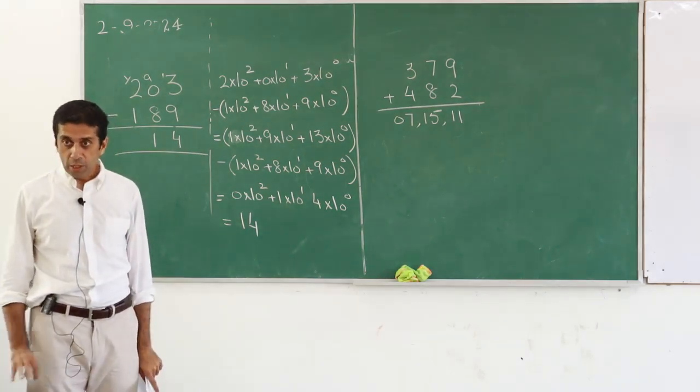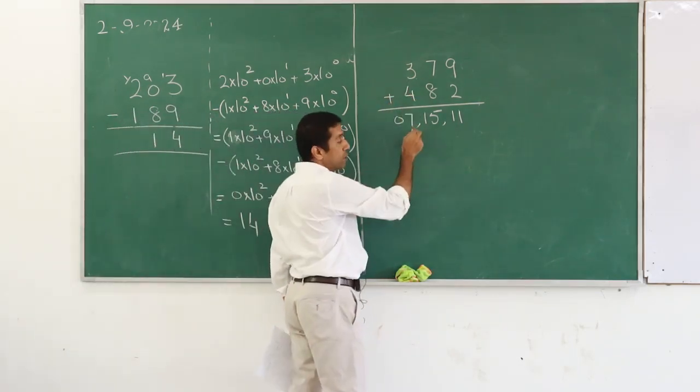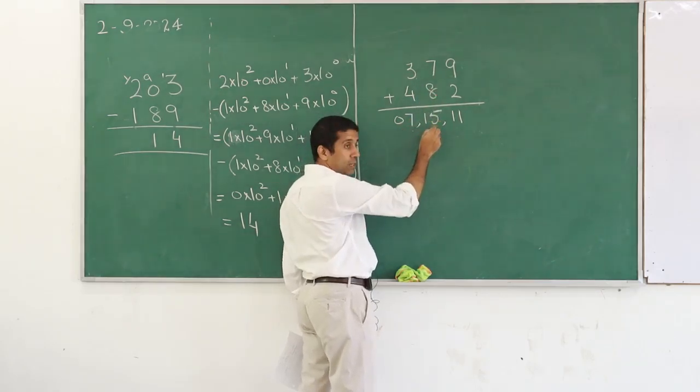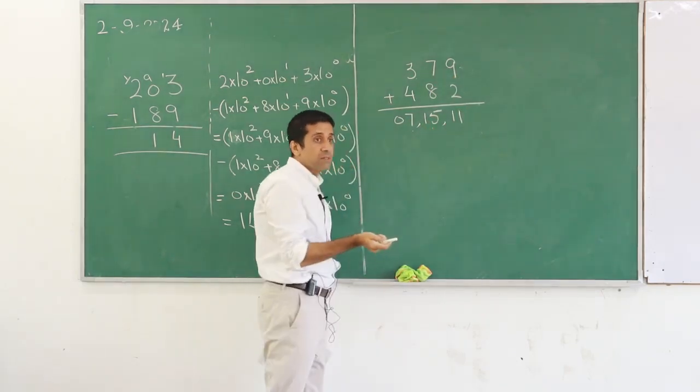Agreed? Have I made any mistake? There were 300s and 400s, I got 700s. There were 7 tens and 8 tens, I got 15 tens. I got 9 ones and 2 ones, and I've got 11 ones.